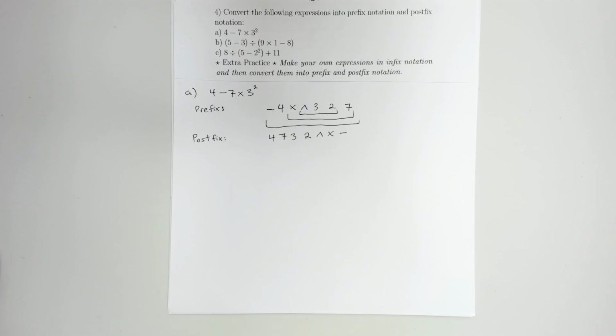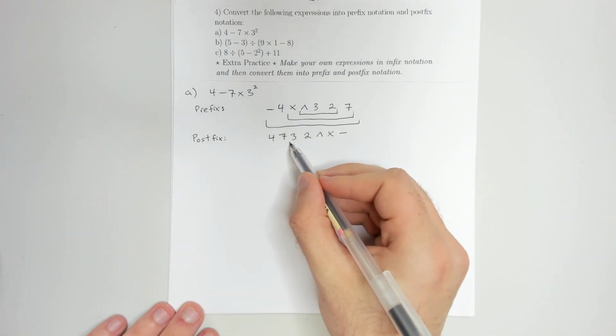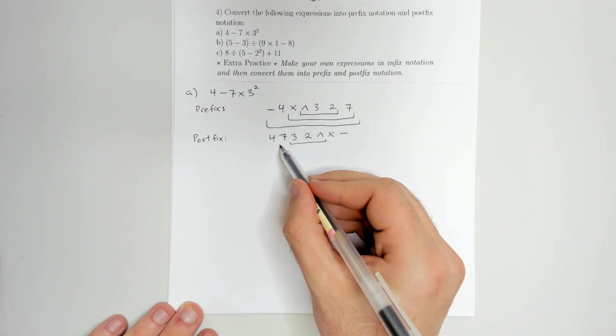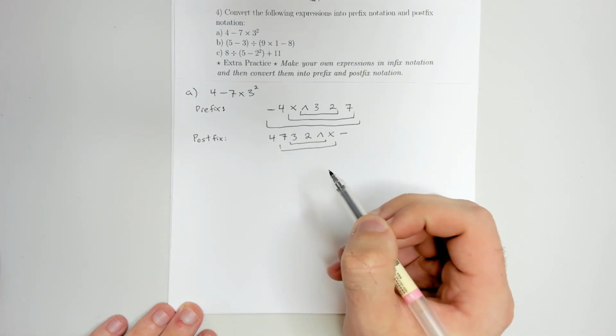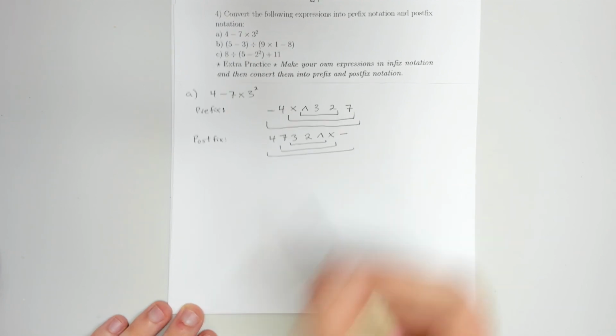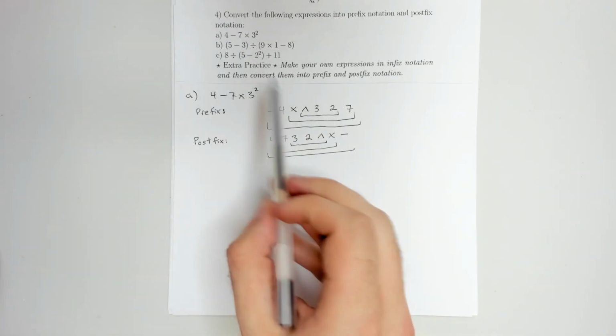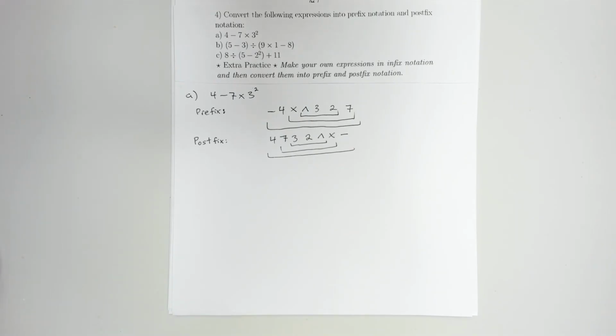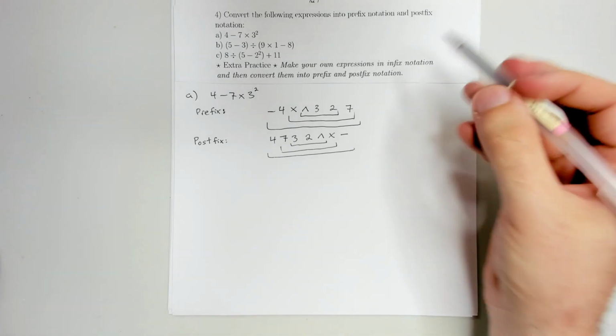And we can confirm that we've done this right. So the first thing we do is 3 to the power of 2, because that's the leftmost operation. Then we do 7 times the result. And then we do 4 minus that result, right, with the subtraction here. So that does accomplish what we want to do because it follows the same order of operations that we had in the infix notation. Now I want you to notice something.